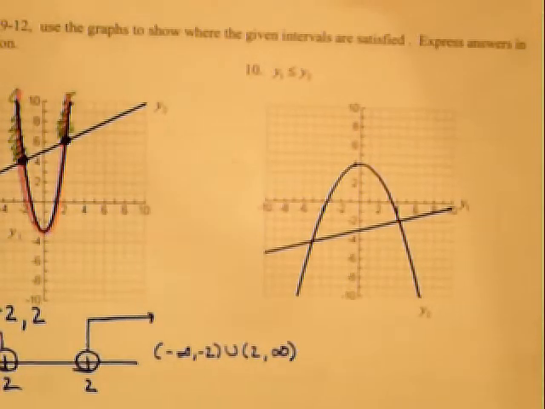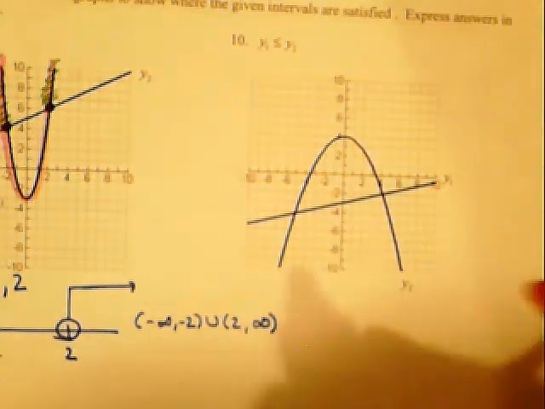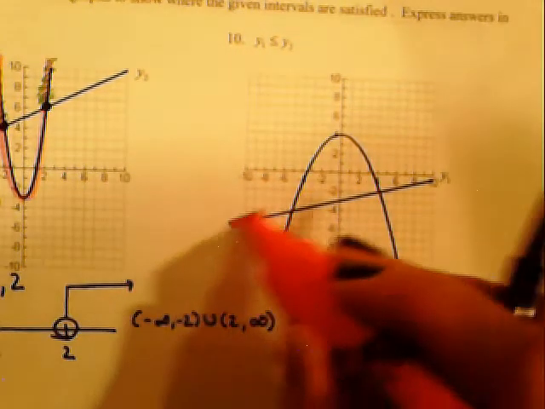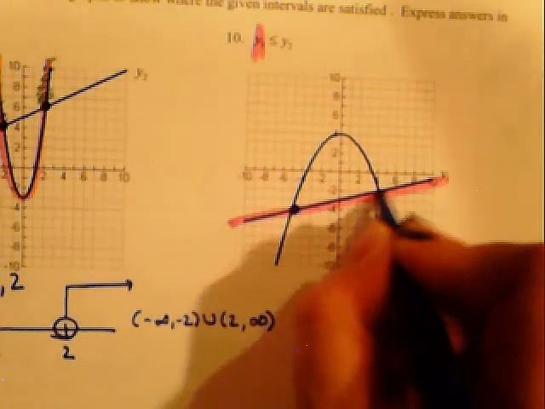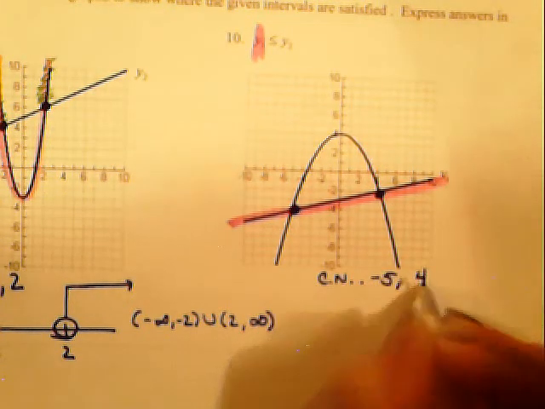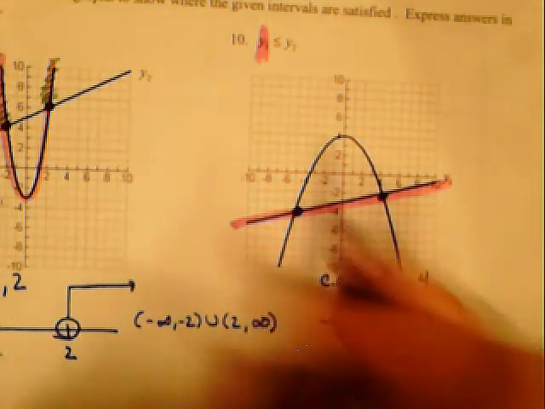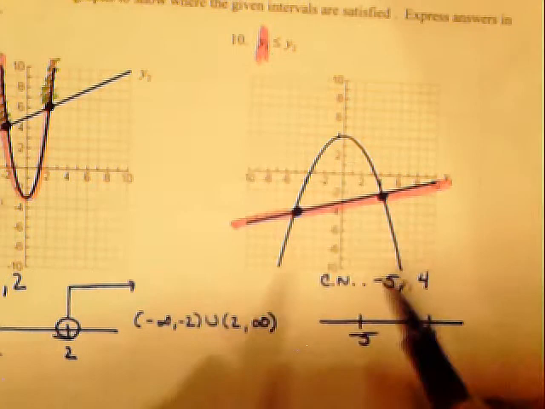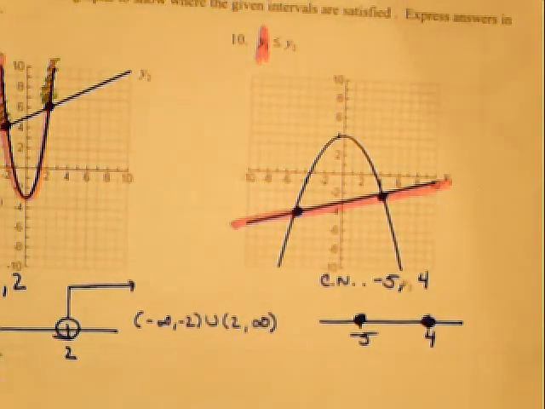If you look at number 10, you have where is y1 less than or equal to y2. So I'm going to go ahead and just highlight y1. Identify your critical numbers. That's where the two graphs are intersecting. So my critical numbers are going to be at -5 and 4. Again, I want to know where it's less than or equal to. So this is where the two graphs' y values are equal, at -5 and 4. So I am going to include those values in my solution set.